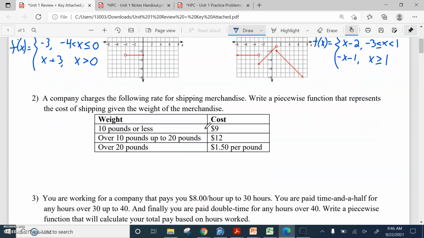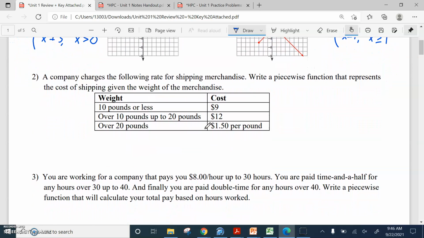Let's see if we can get into question 2. Question 2. A company charges the following rate for shipping. So I've discussed this in class with a few students already, but looking at this, unfortunately, when we get to the over 20 pounds, I don't feel like it's a very realistic situation, but we are going to write the equation exactly how it is written in the problem statement.